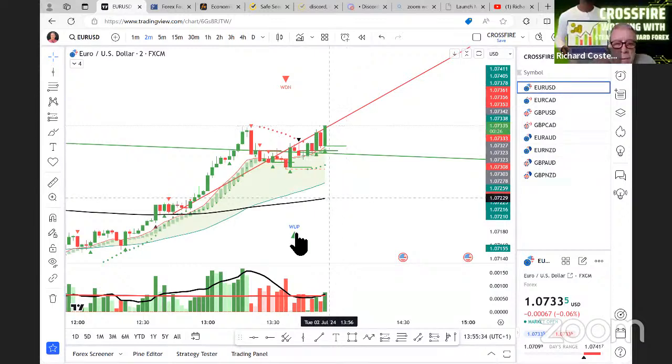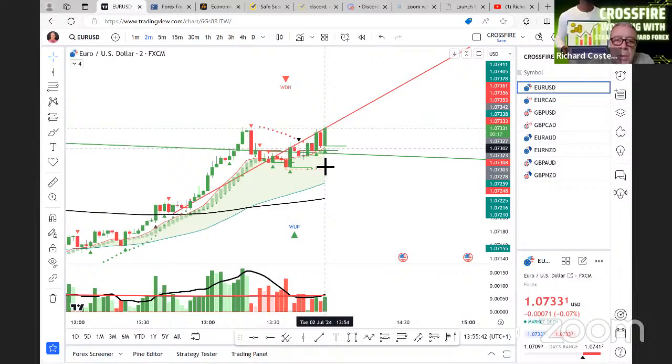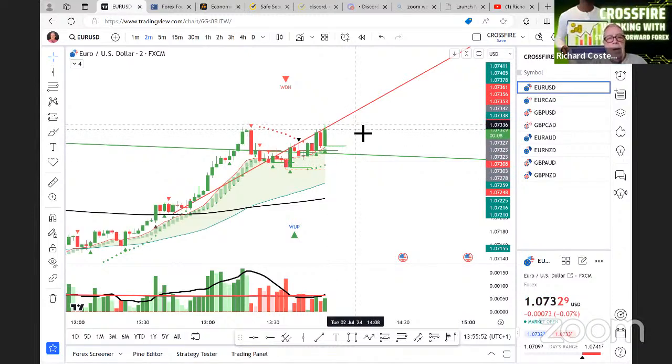We are in a wave up. The 200 moving average is pointing upwards. The 62 is pointing upwards. The 13 is pointing upwards. We've got green wave blocks. We've got green PSAR pushing price up. But I want price to get above that red trend line.